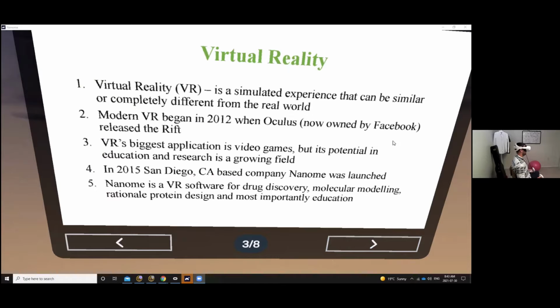So virtual reality, what is this? VR, abbreviated as virtual reality, is a simulated experience that can be similar to or completely different from the real world. In the case of this room, it is much different than the real world. You can't interact with small atomic particles in the real world in 3D space. Modern VR began in 2012 when the company Oculus, which is now owned by Facebook, released the Oculus Rift. VR's biggest application is still video games, but its potential in education and research is a growing field.